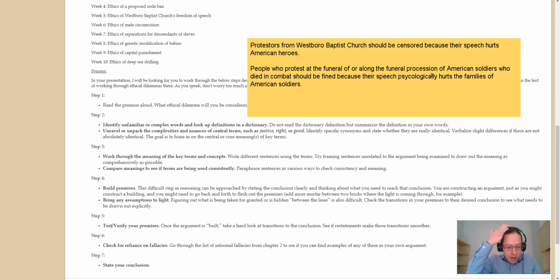Okay, so now I'm back at step 4. I have rebuilt my premise, and now I'm rereading this. People who protest at the funeral or along the funeral procession of American soldiers who died in combat should be fined because their speech psychologically hurts the families of American soldiers. Okay, so now step 5 is to test and verify our premise. Are we okay with this? Are there loopholes that we are forgetting about?